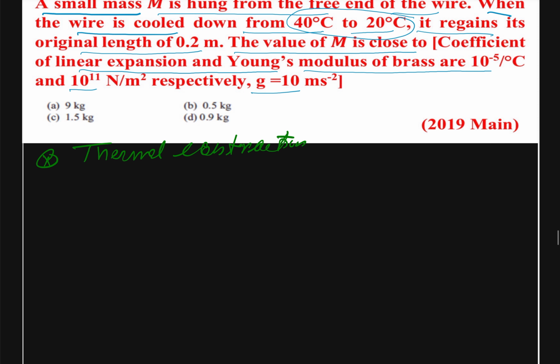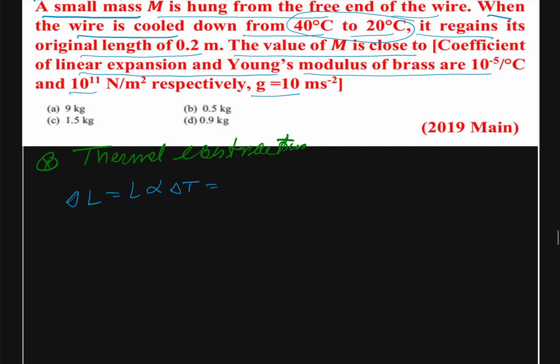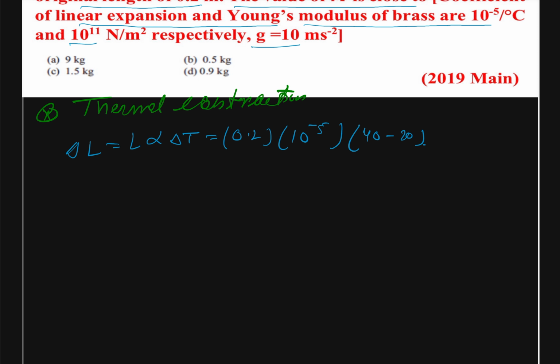That change in length, delta L, will be equal to the original length times the linear coefficient times the change in temperature. We are given the original length is 0.2, the coefficient of expansion is 10 to the power minus 5, and the change in temperature is 40 minus 20. So the change because of the thermal contraction is equal to 4 into 10 to the power minus 5 meters.